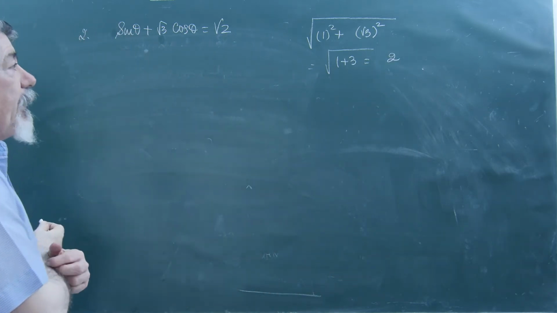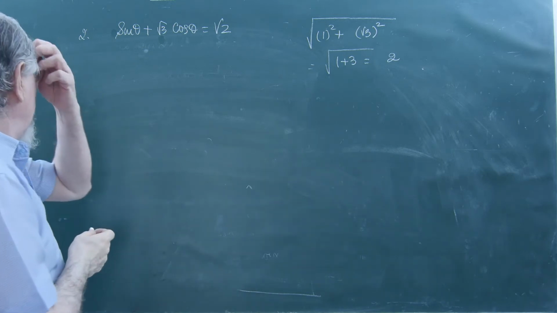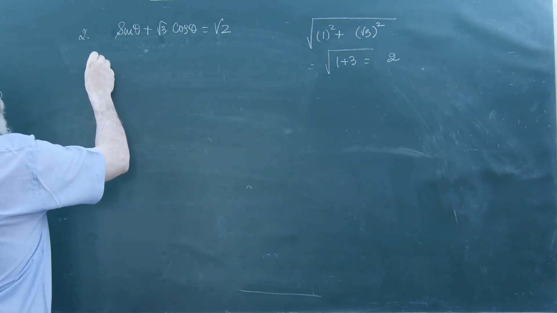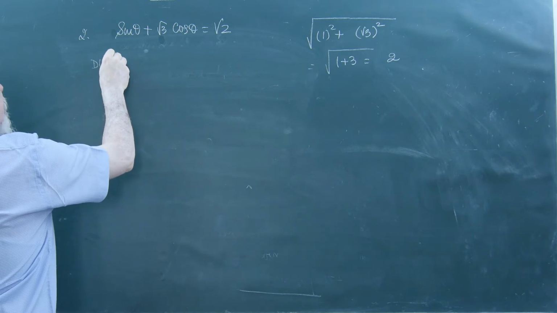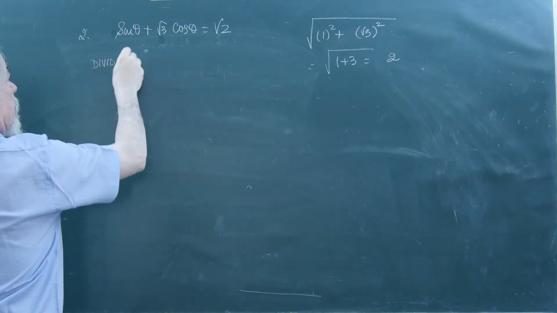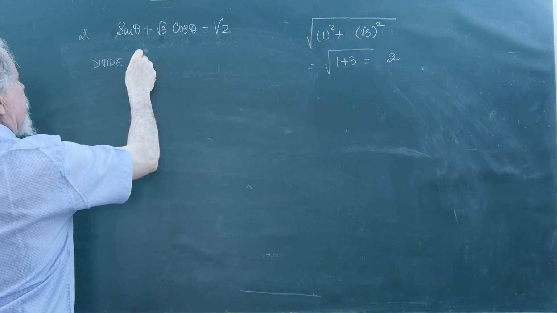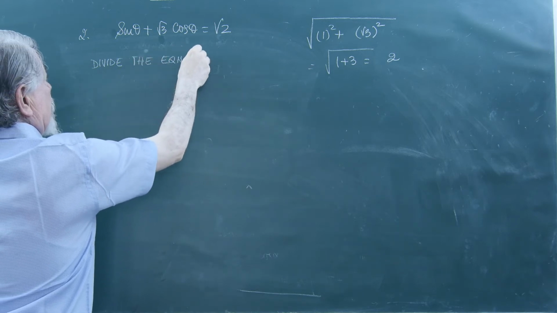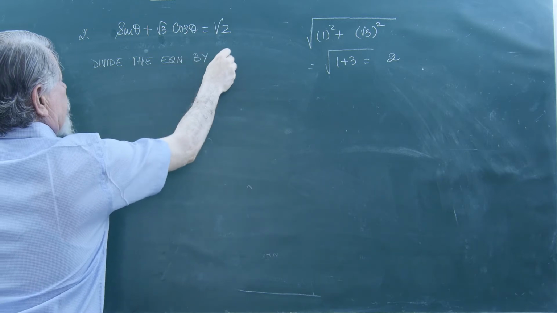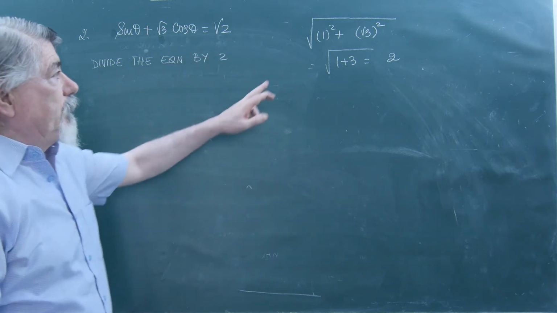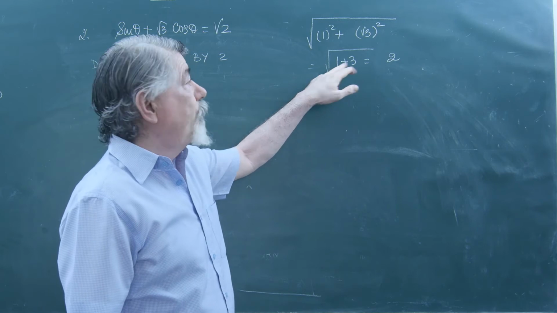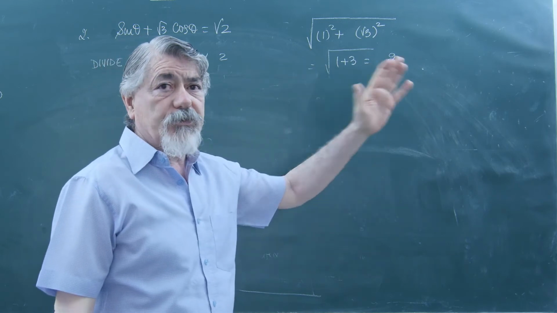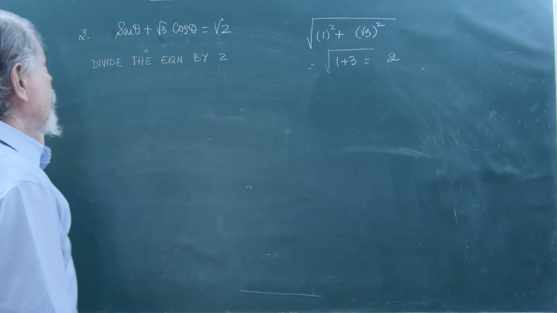Now let us divide the equation by 2, whatever the value comes out. If it is 3 plus 1, 4, square root of 4, we are getting 2, so it's alright. I am taking positive, not negative.